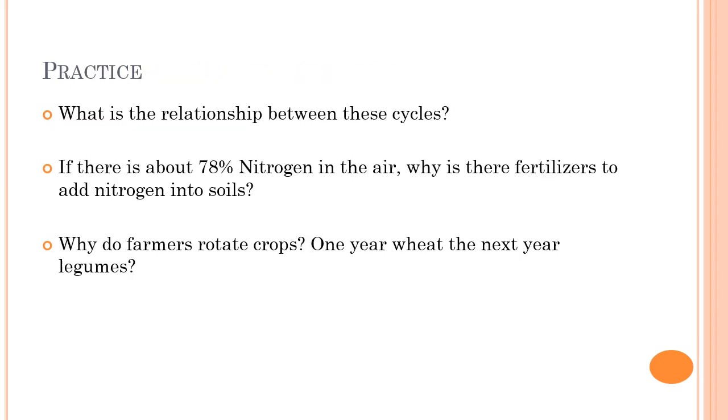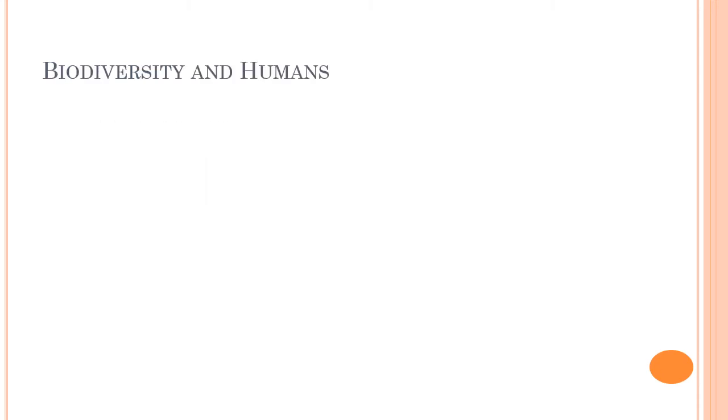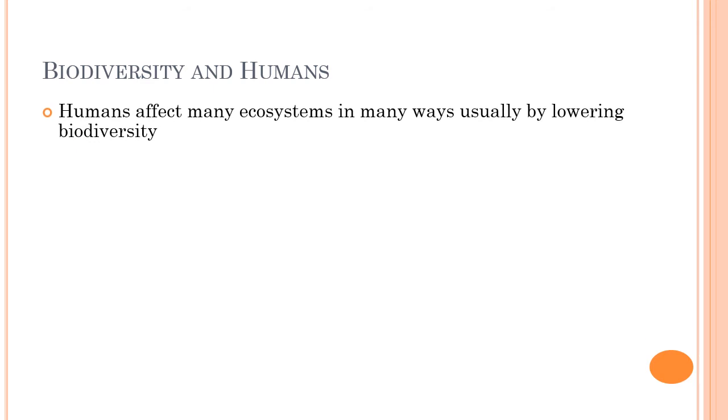So what are the practice things? We have to understand how all of these cycles individually work, but also understand that all of these cycles are part of this larger ecosystem and why these focused cycles are so important to ecosystems. Lastly, we're going to look at biodiversity and humans. And why is it so important to have this biodiversity, and why do humans really affect this?